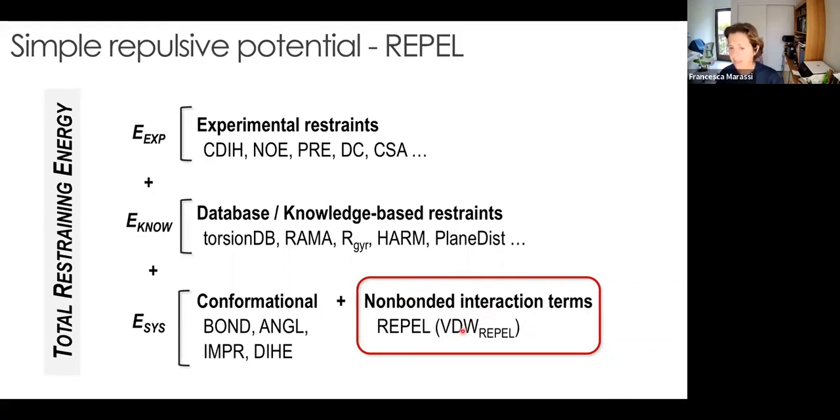In this case, it's just a purely repulsive potential, and that has the advantage of speeding up the calculation tremendously, but also has the disadvantage that the environment is not at all realistic and has the potential for missing out some very important intramolecular interactions of the protein.